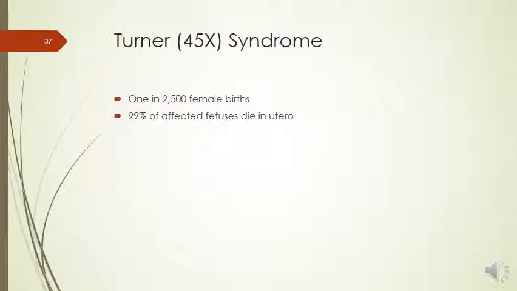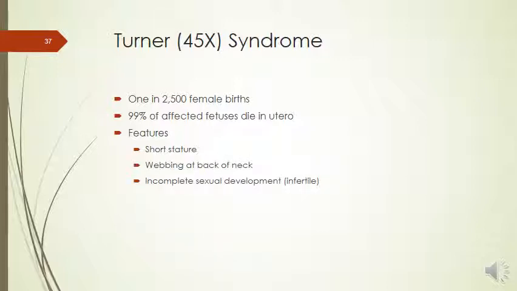If we look at 45X syndrome, Turner syndrome, we see that it occurs 1 in every 2,500 female births. 99% of affected fetuses die in utero. Some of the features are short stature, webbing at the back of the neck, incomplete sexual development, which results in the child being infertile, and impaired hearing. Individuals who are mosaics may have children.